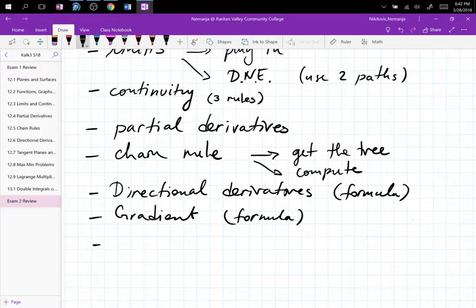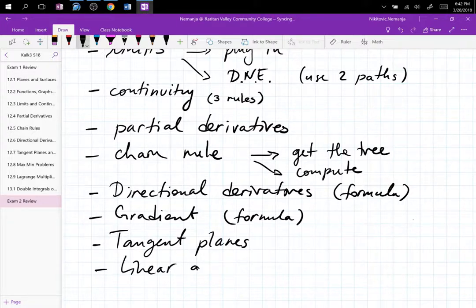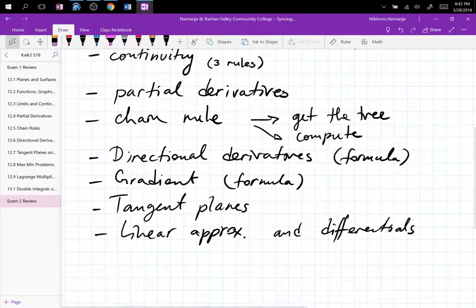Now, also for the gradient, we know that we are looking for the steepest ascent and steepest descent and all that stuff. So that's all in there. And then here we go, tangent planes and linear approximation. So coming back to that. Tangent planes, then we have linear approximation and the differentials. Now that's formulas again.